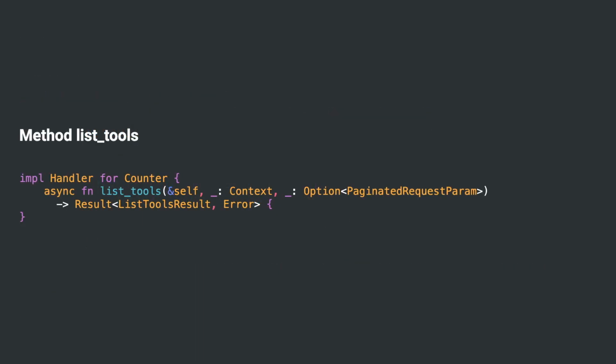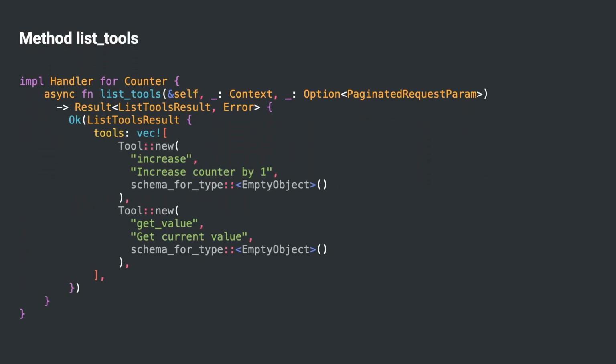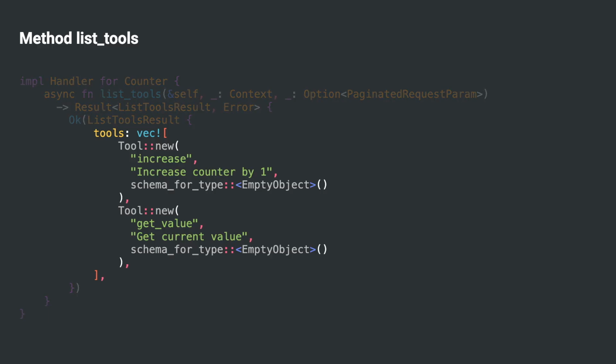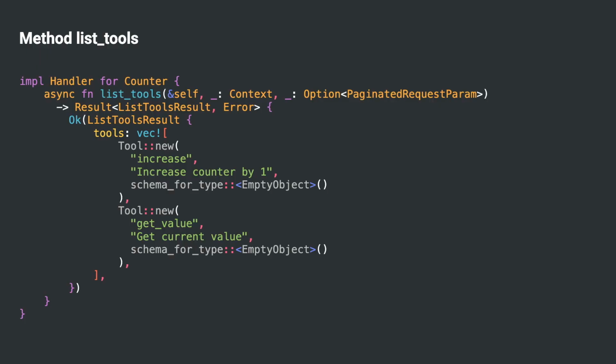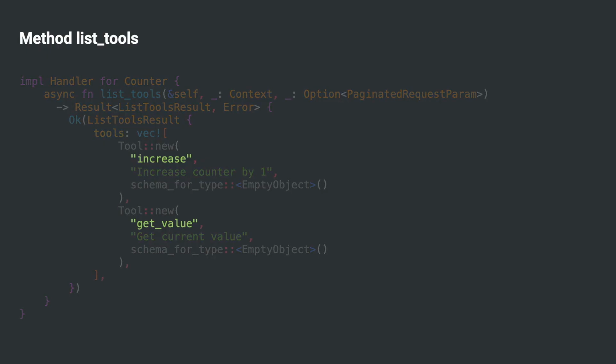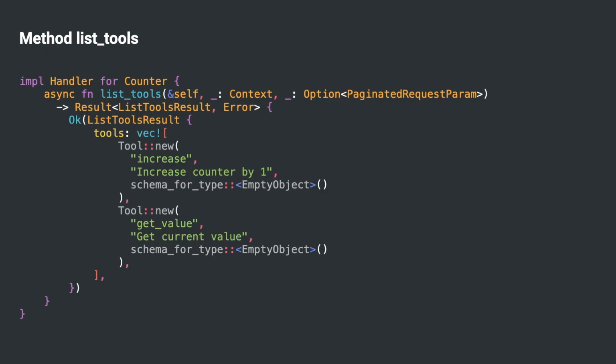Next, let's implement the listTools method for our counter example. This method defines what tools our MCP server provides to clients. We return a list tools result containing a vector of tools. Each tool has a name, description, and schema. For our simple counter example, we define two tools, increase and get value. The increase tool increments our counter by 1, while the get value tool retrieves the current counter value.